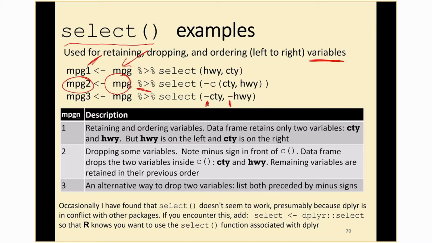Down here, there's a bit of a warning that sometimes select doesn't seem to work very well. And it may be because you're using another package that also has a select function which is conflicting with the select function of dplyr. If that seems to be the case, then one way around it is to use this code here, which informs R that the select function that you want to use is that which is associated with the dplyr package.